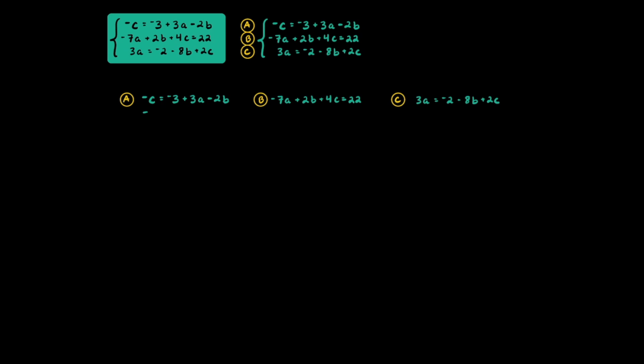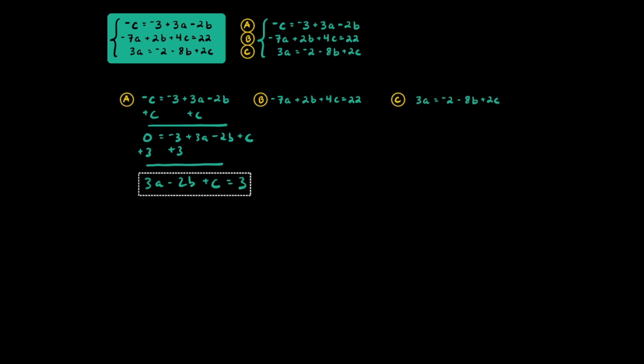For equation A, I'm going to start off by adding c to the right side and adding c to the left side. From this, we get 0 is equal to negative 3 plus 3a minus 2b plus c. Next, I'm going to add 3 to the right side and add 3 to the left side. Doing this is going to give us 3a minus 2b plus c is equal to 3. Now equation A is organized. Since equation B was already in this form, we're just going to leave it alone.